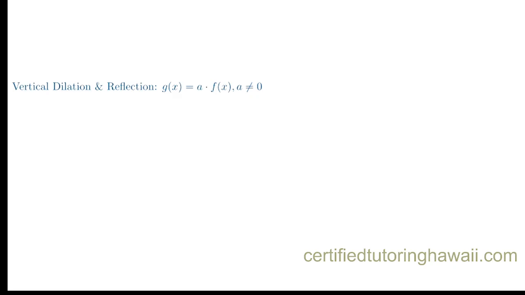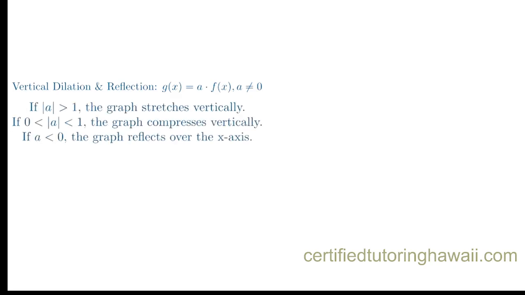Here's how a behaves. If the absolute value of a is greater than 1, the graph is stretched vertically. If it's between 0 and 1, the graph is compressed vertically. And if a is negative, the graph is reflected across the x-axis, flipping it upside down.